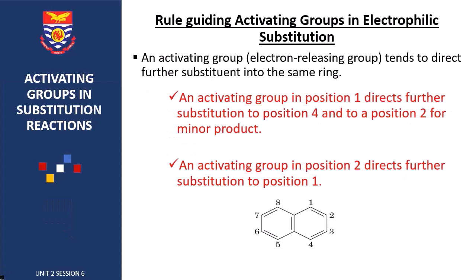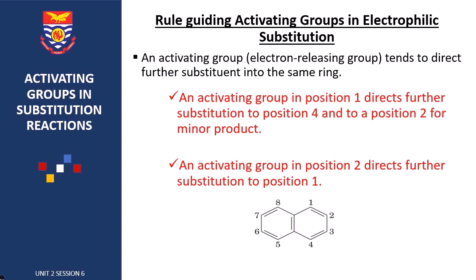So first of all, before we begin, we will look at what can guide us into directing an incoming substituent to either the first ring of naphthalene or the second ring of naphthalene, or even on that same ring, which carbon number position would the incoming substituent go to, with respect to the fact that there already is an existing substituent on the naphthalene ring.